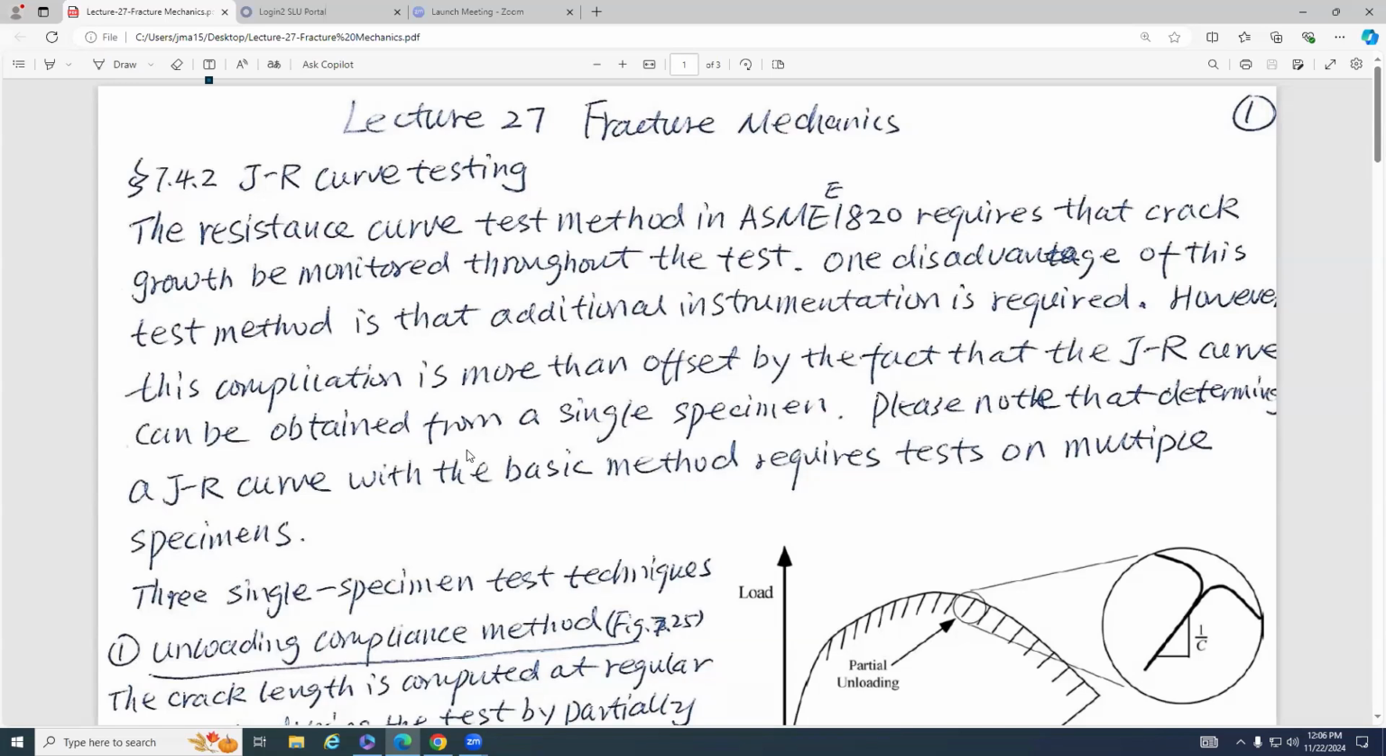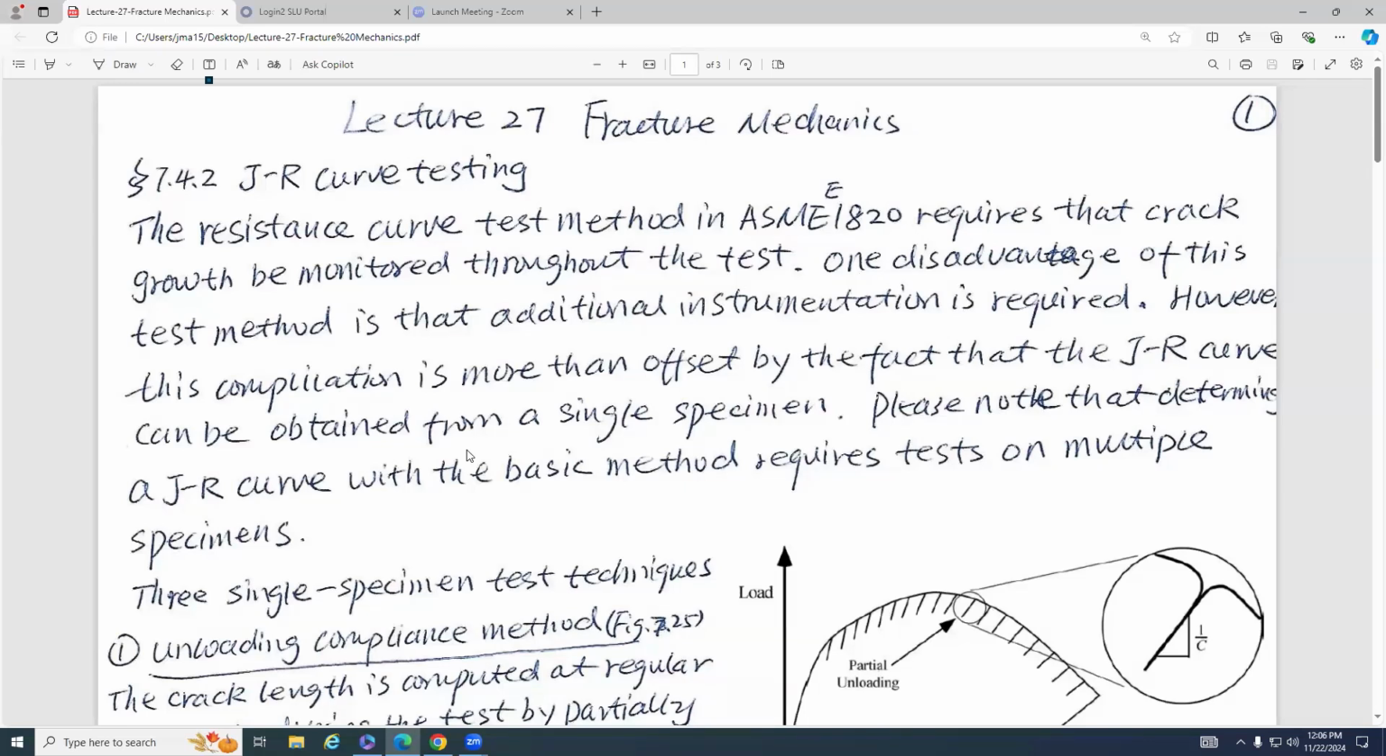This gives us a disadvantage. We need an additional instrument, an additional device, to measure the crack growth continuously, so we need to spend more money to buy this additional instrumentation. However, the advantage is that this complication is more than offset by the fact that the JR curve can be obtained from a single specimen.